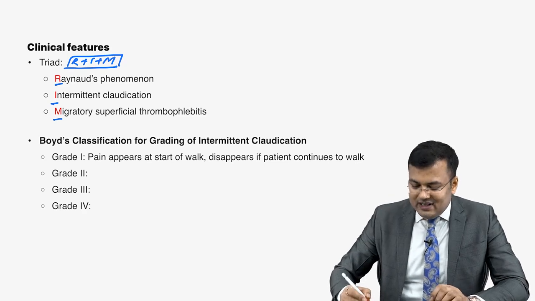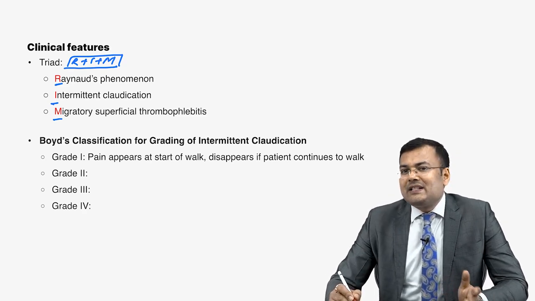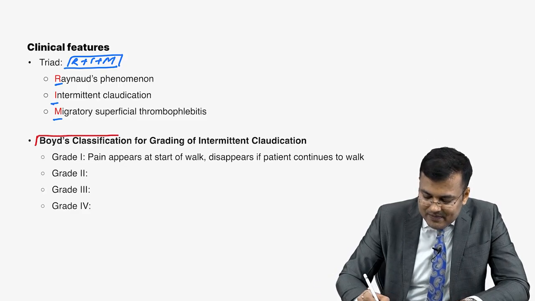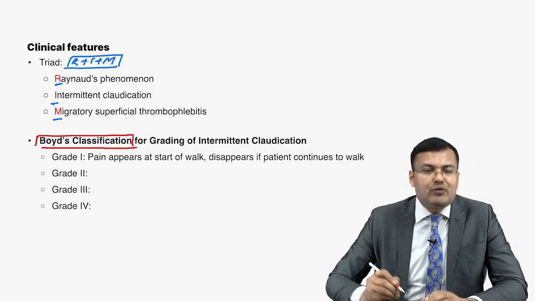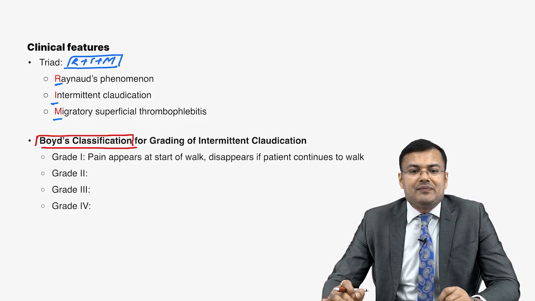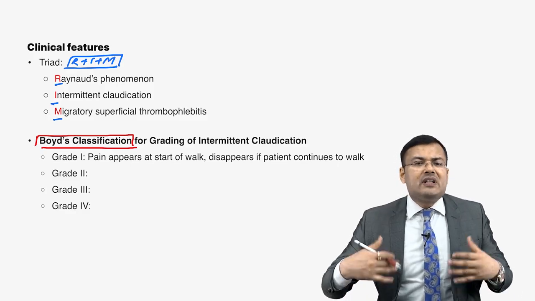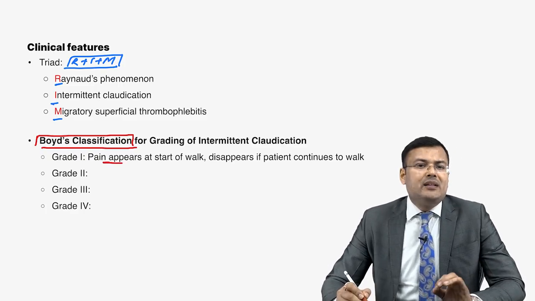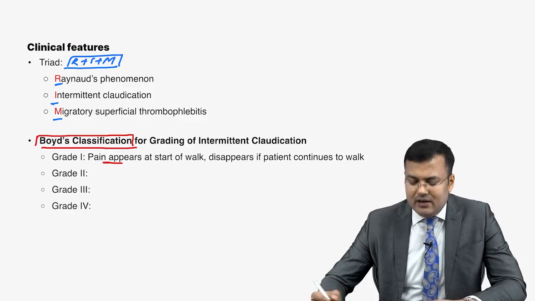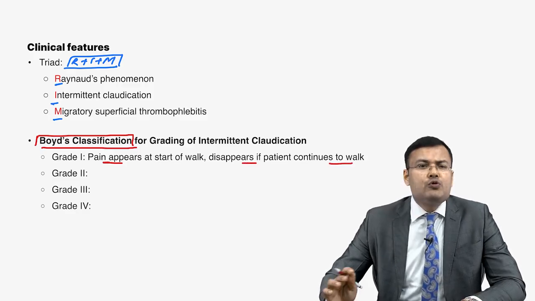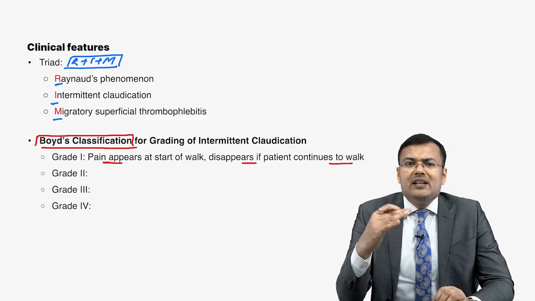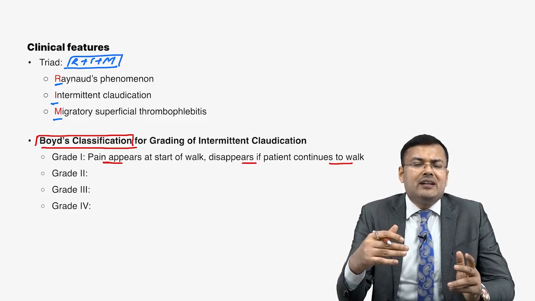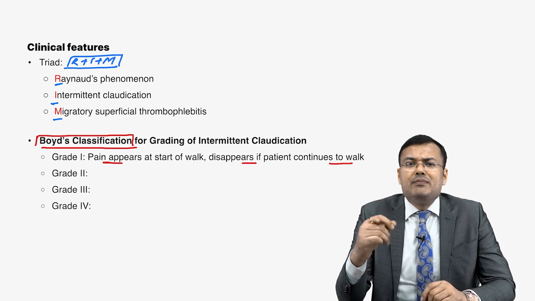There was one question in the latest exam: what is the classification system for grading of intermittent claudication? The name is Boyd's classification. What is grade 1? When the patient starts to walk, pain appears at the beginning of the walk, but disappears if the patient continues to walk. Why? Because initially there is collection of substance P. When the patient continues to walk, the substance P collected is washed away because of increased blood flow.